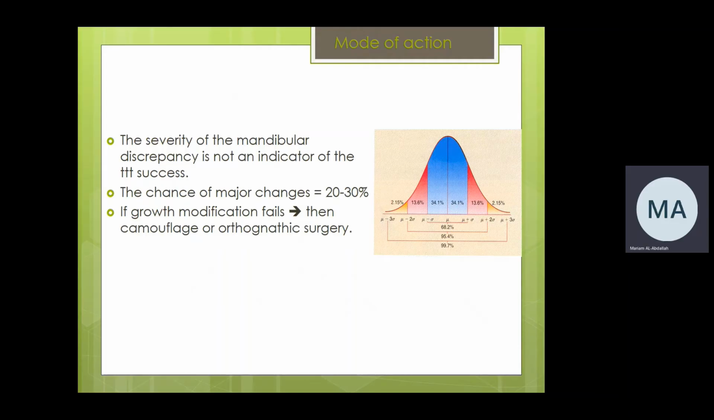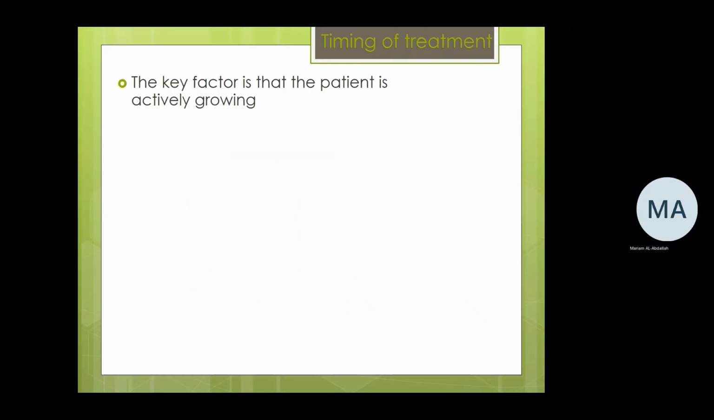Is it worth trying a functional appliance in properly selected cases? Of course. Although we cannot predict the success, we have a very good chance for some patients to have good results. So the key factor to have a functional appliance actively working in a patient's mouth is to have the patient actively growing.